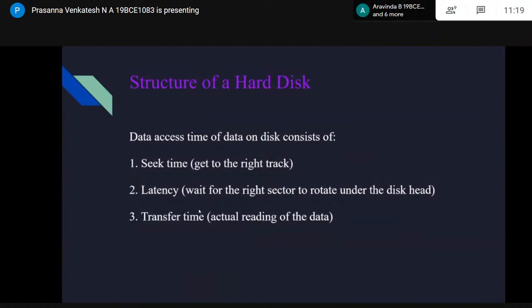The data access time of data on the disk consists of three things. The first one is the seek time, which gets to the right track. The second is the latency, which waits for the right sector to rotate under the disk head. And the third is the transfer time, which is actually the reading of the data.